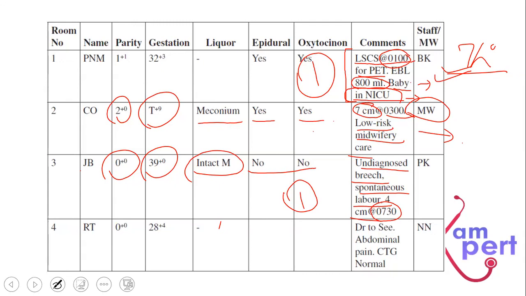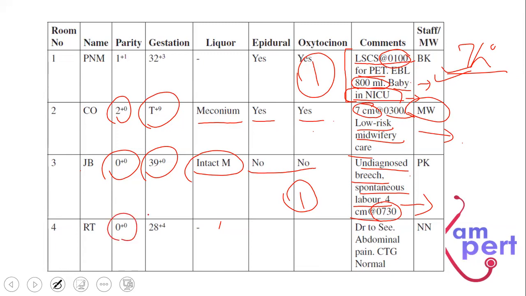Because undiagnosed breech is fairly common, 20%, isn't it? So it can be there. This is how you can justify yourself, since it is only 1 hour that she is with us, 7:30 to 8:30. So I can go back to this woman once the midwife has taken all the measures I have advised. I will ask her to just inform me if any concern arises. Then I will go to room number 4.